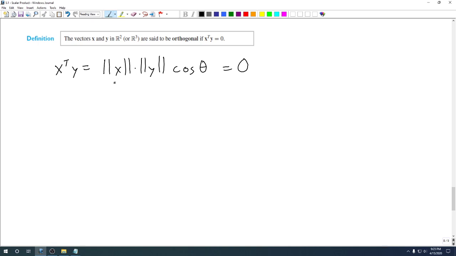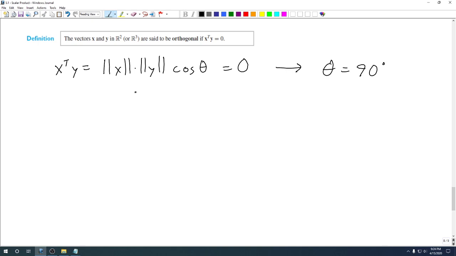If x or y is 0, then this will always be true. But if x and y are not the 0 vector, then the cosine of the angle between them has to be equal to 0 in that case. And what angle has a cosine of 0? Remember, we're working with angles between 0 and 180. In that case, theta is going to have to equal 90 degrees, or pi over 2 if you prefer.